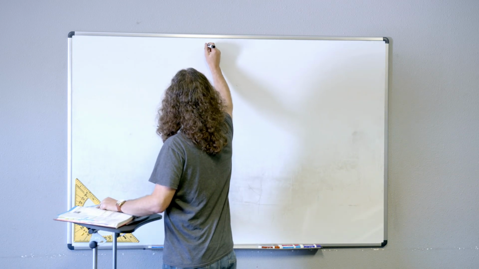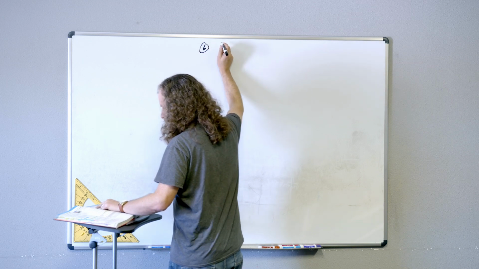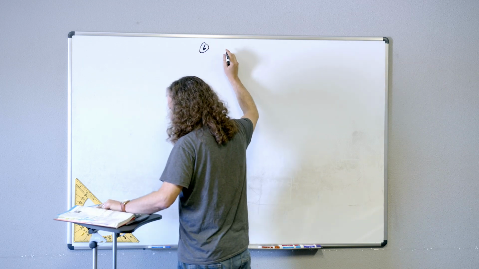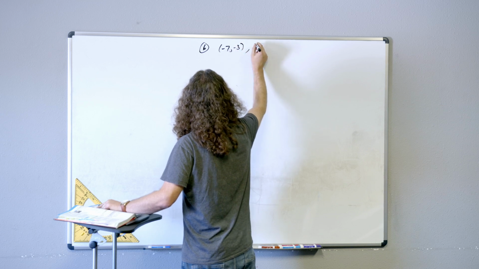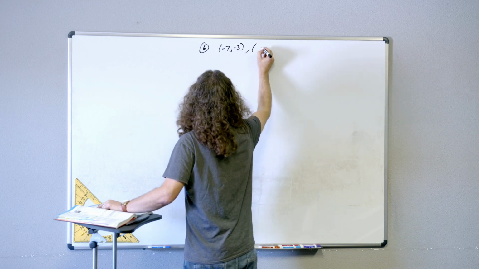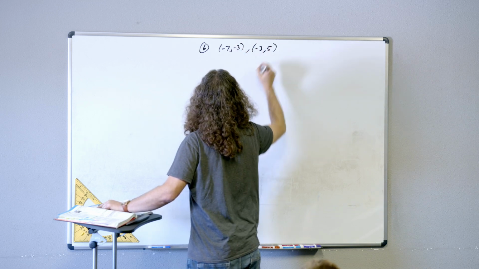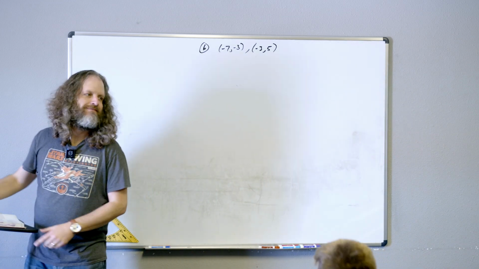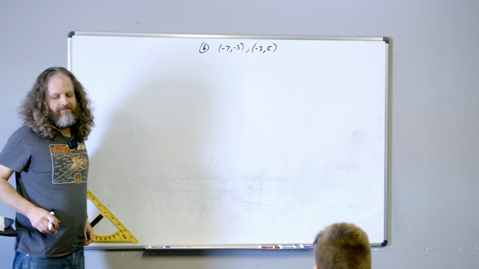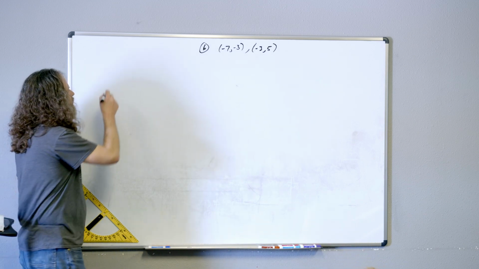Number 6. We're supposed to write the equation of the line that passes through (-7, -3) and (-3, 5). So, what do we need to do? First, you find the slope.